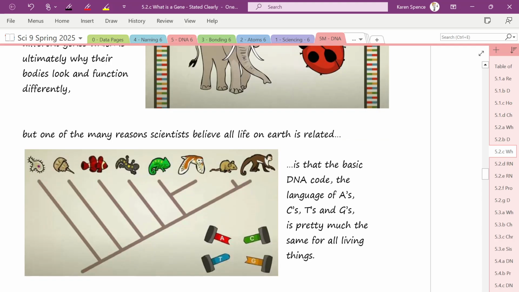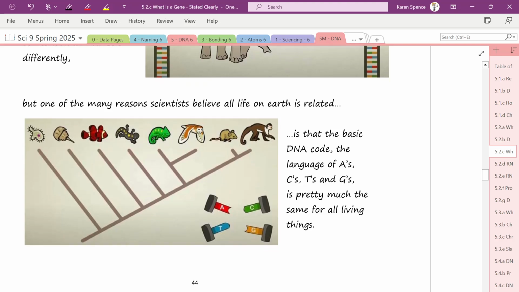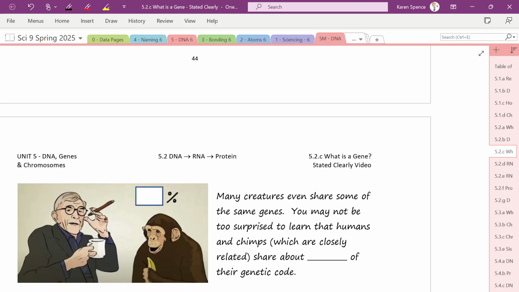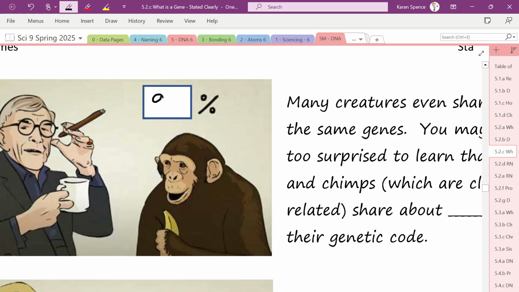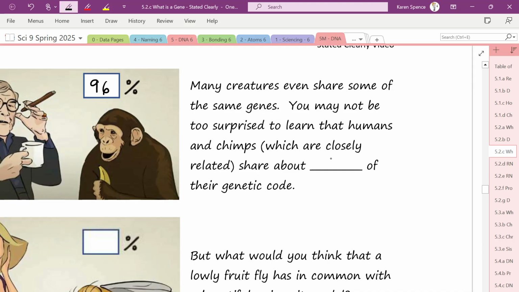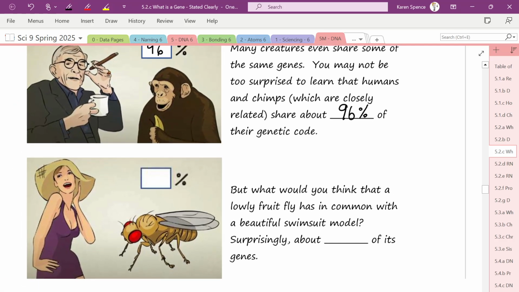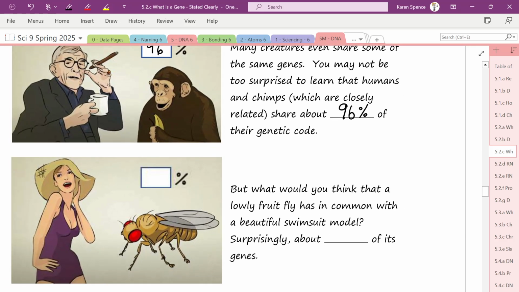One of the many reasons scientists believe that all life on Earth is related is that the basic DNA code is pretty much the same for all living things. How much do we share with a chimpanzee? 96%. How much do we share with the fruit fly? Around 50%.